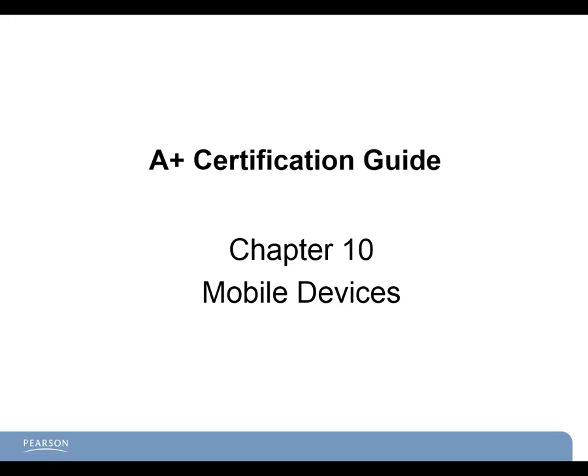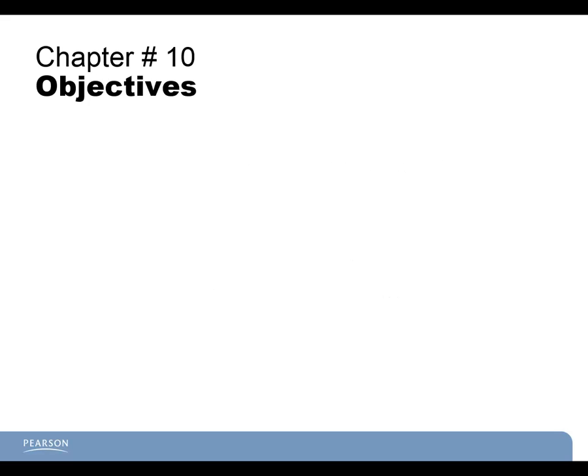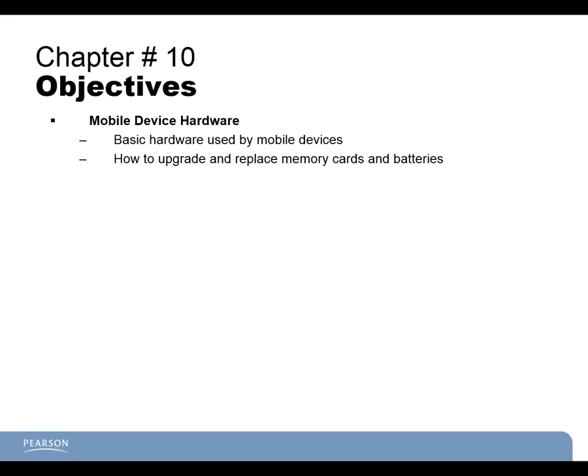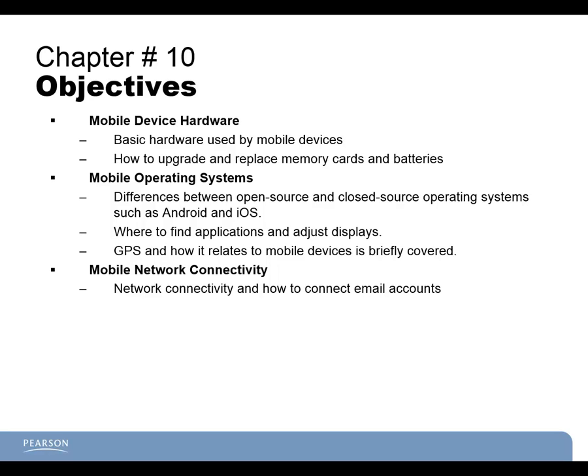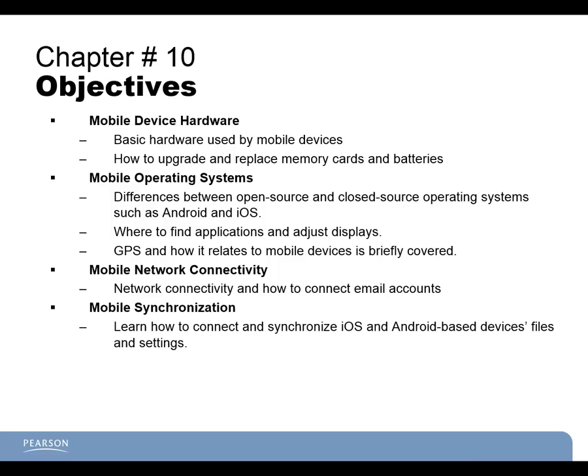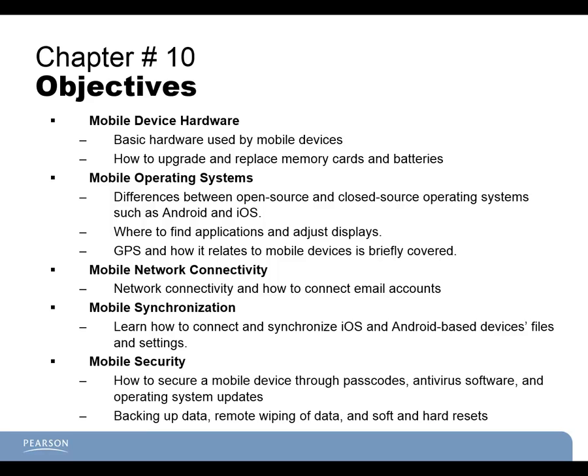Hello everyone. In this chapter we're going to talk about mobile devices. We're going to talk about some of the hardware used in mobile devices. We'll talk about mobile operating systems. Specifically, we'll talk about open and closed source and the differences that means in Android and in Apple's iOS. We'll also discuss GPS. We'll talk about mobile network connectivity. And finally, mobile synchronization and security.